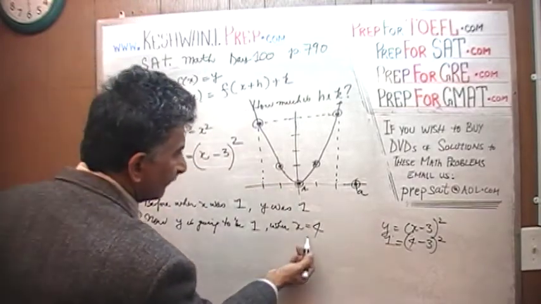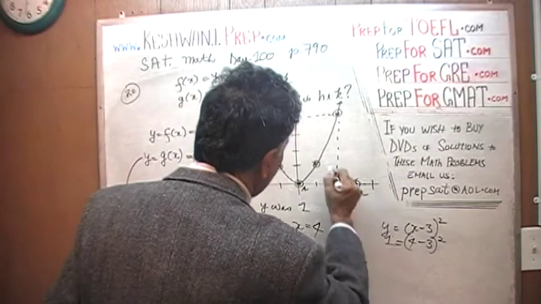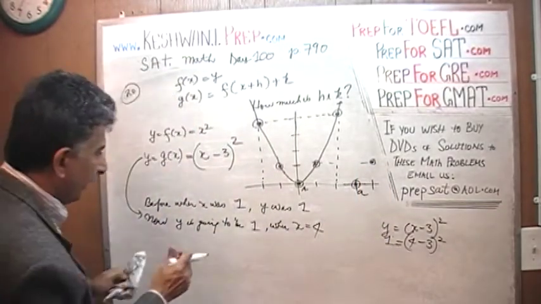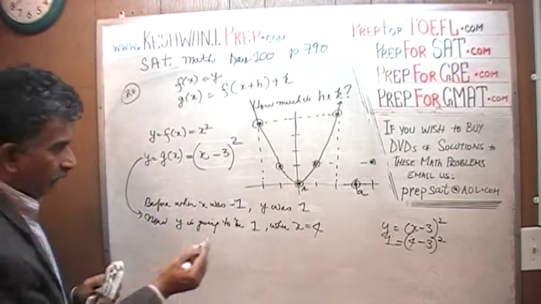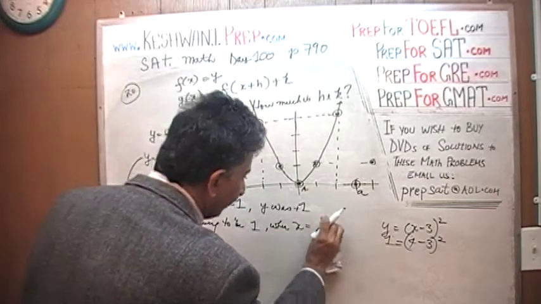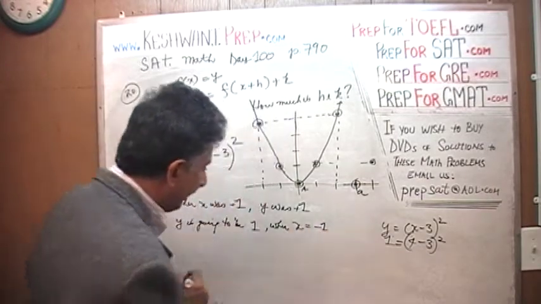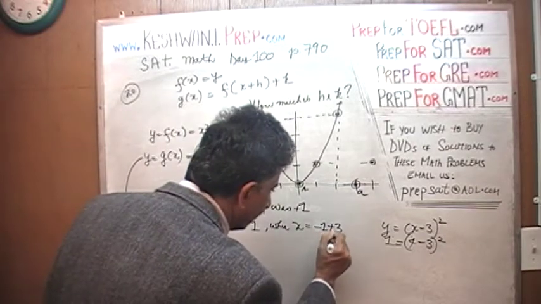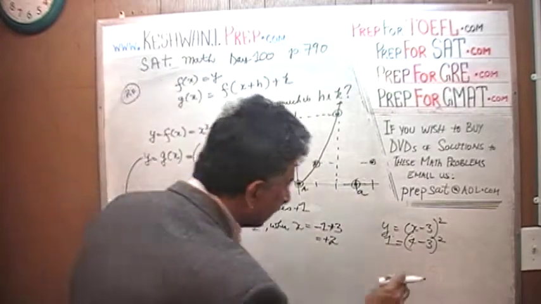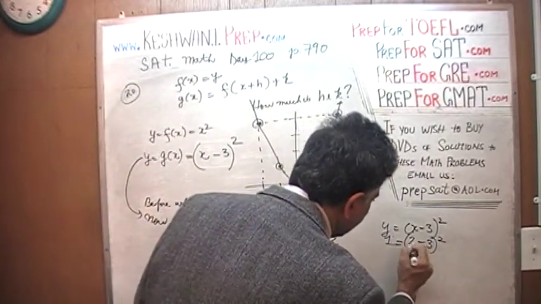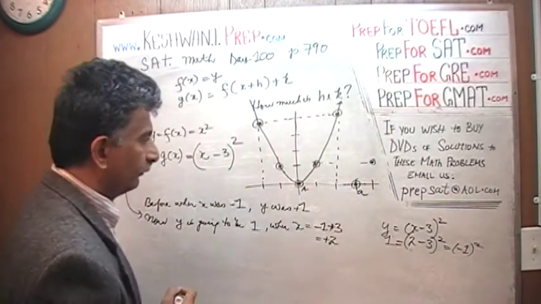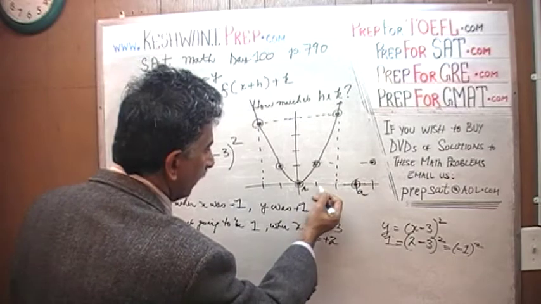So now, when x is 4, y is going to be 1. Before, when x was negative 1, y was positive 1. Now, y is going to be 1 when x is, you see, before x had to be negative 1. Now it's going to be 3 more than that. Negative 1 plus 3 is positive 2. And we can see that right here. x has to be 2. 2 minus 3 is negative 1. And negative 1 squared equals 1. So x is 2, y is 1, right here.